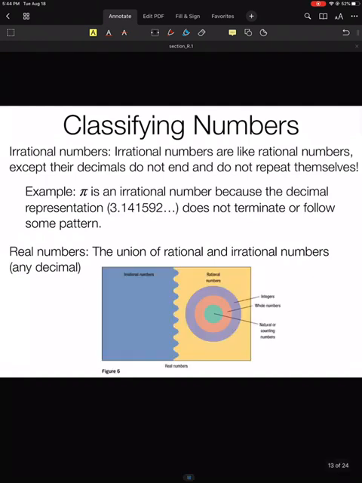And here's a nice visualization to help us think about rational and irrational, the real numbers and what they encompass. All of that stuff that I had on the first slide is over on the right side of the picture, where the natural numbers are contained by the whole numbers, which are contained by the integers, which are contained by the rational numbers.